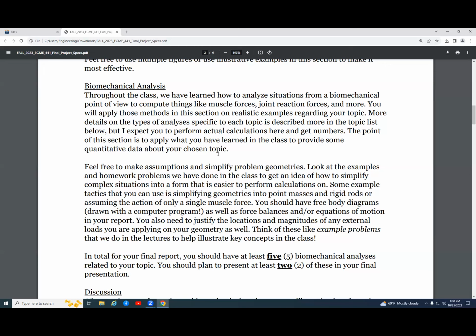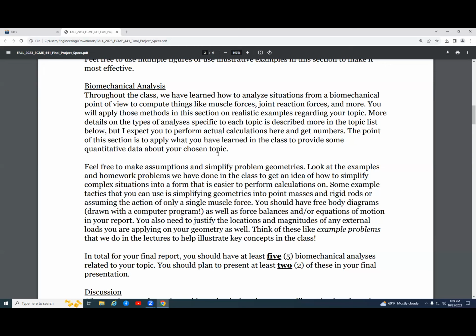Again, it's like you're writing your own example problems. You're writing your own homework problems for the final project. You're also going to need to justify your assumptions and the locations of your loads, and things like that.